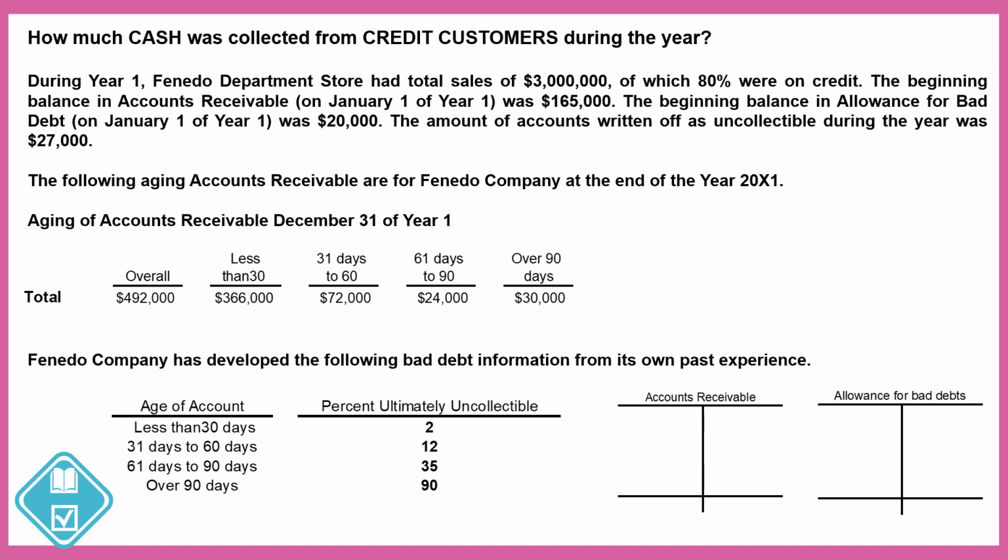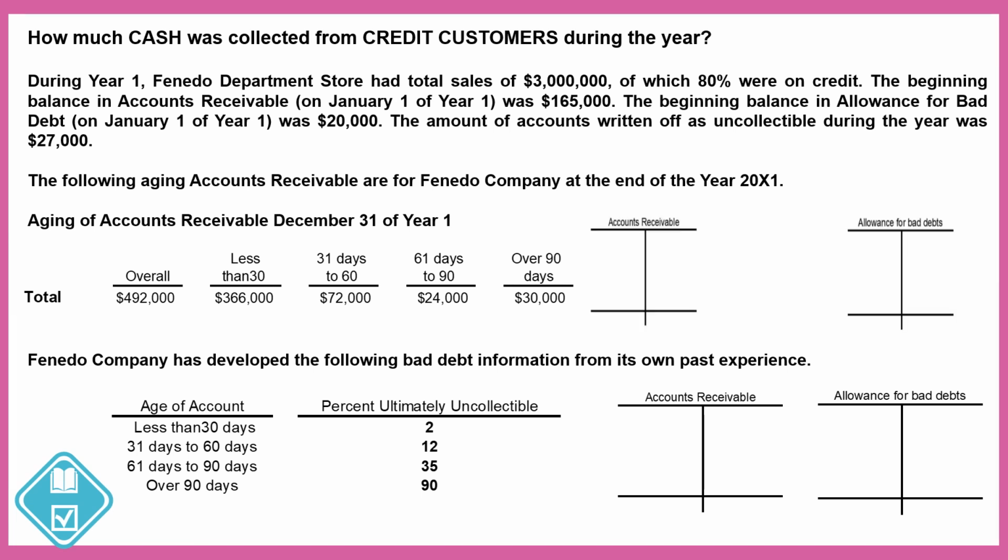This problem is asking how much cash was collected from credit customers. And so it's an allowance for bad debt. And anytime I see an allowance for bad debt problem, I always want to analyze the accounts receivable and the allowance account, input all the information that's given to me, and then see what it's asking about.